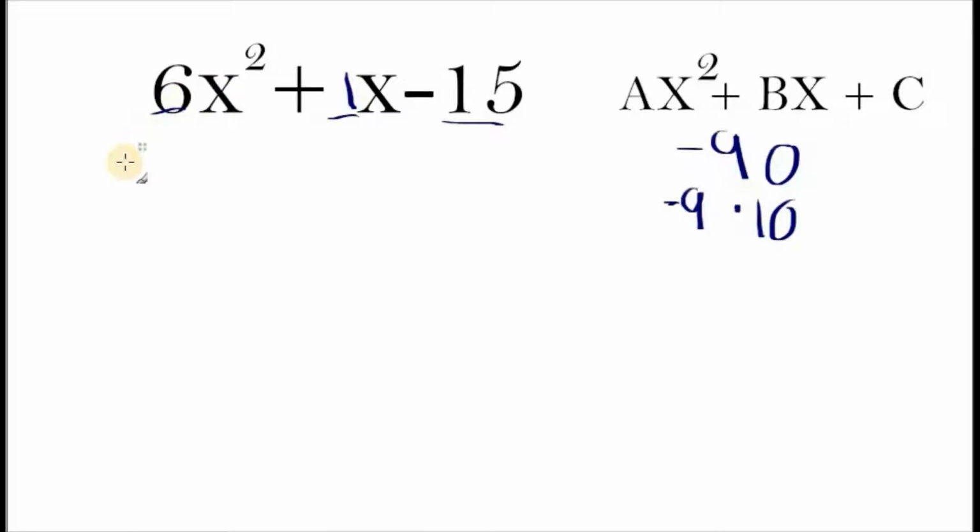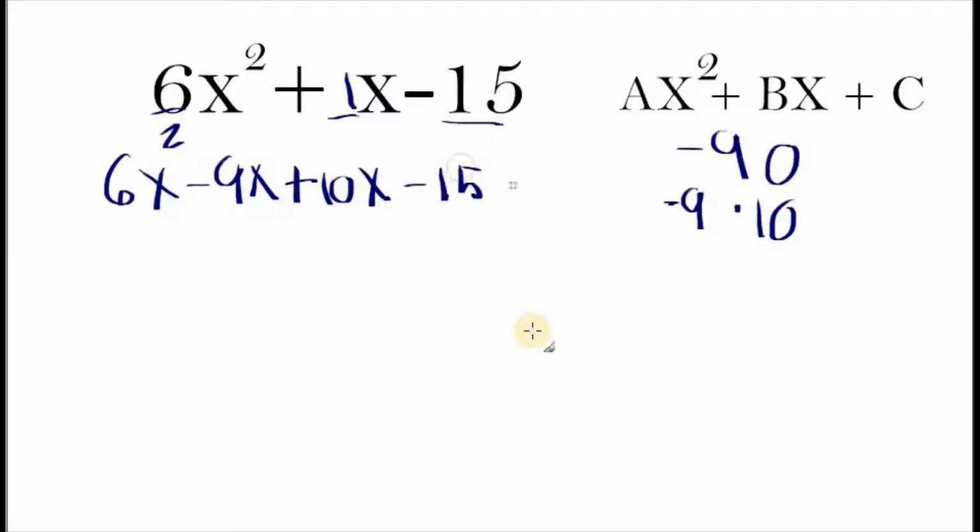So we're going to drop the 6x squared down, and we're going to put a negative 9x. We got the negative 9 from here, plus 10x. We got the 10 from here, minus 15. What we've done is we've broken this term up into two terms here. Because negative 9x plus 10x will give you 1x, so nothing's changed.